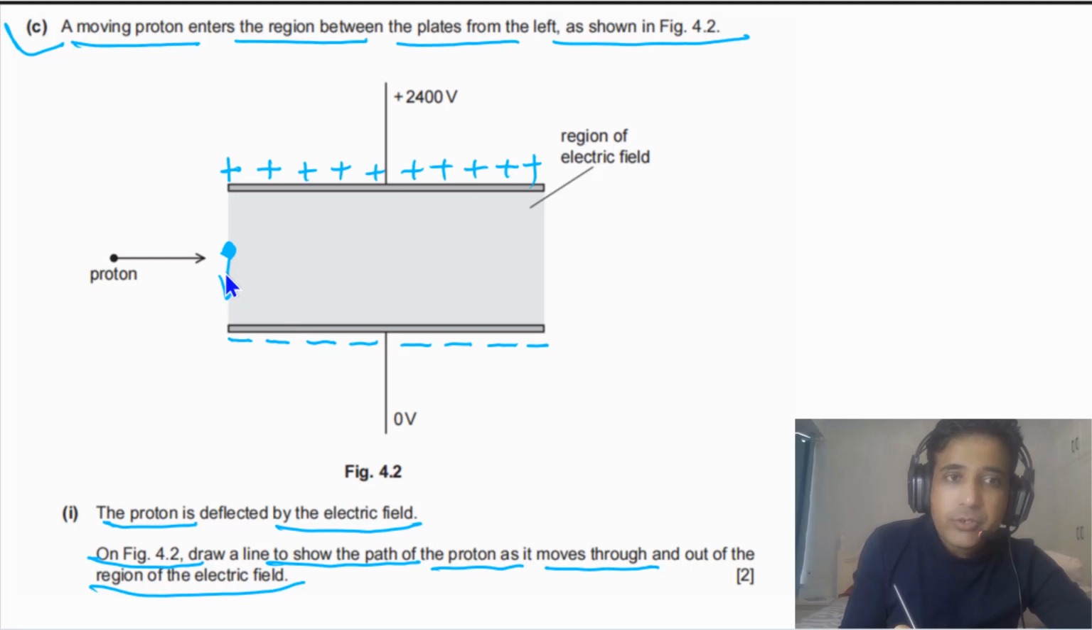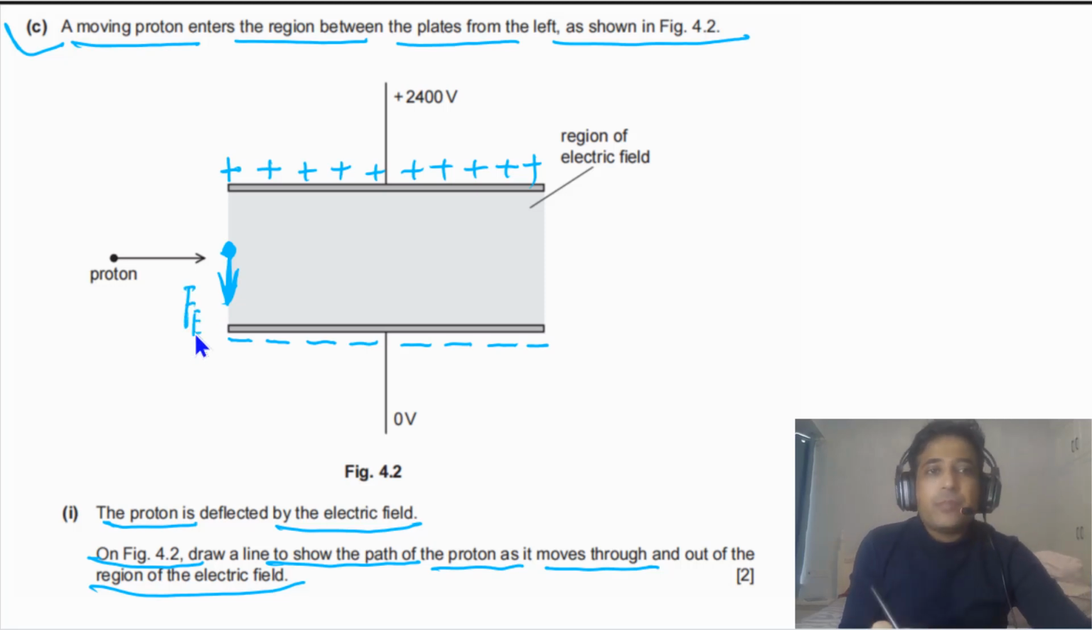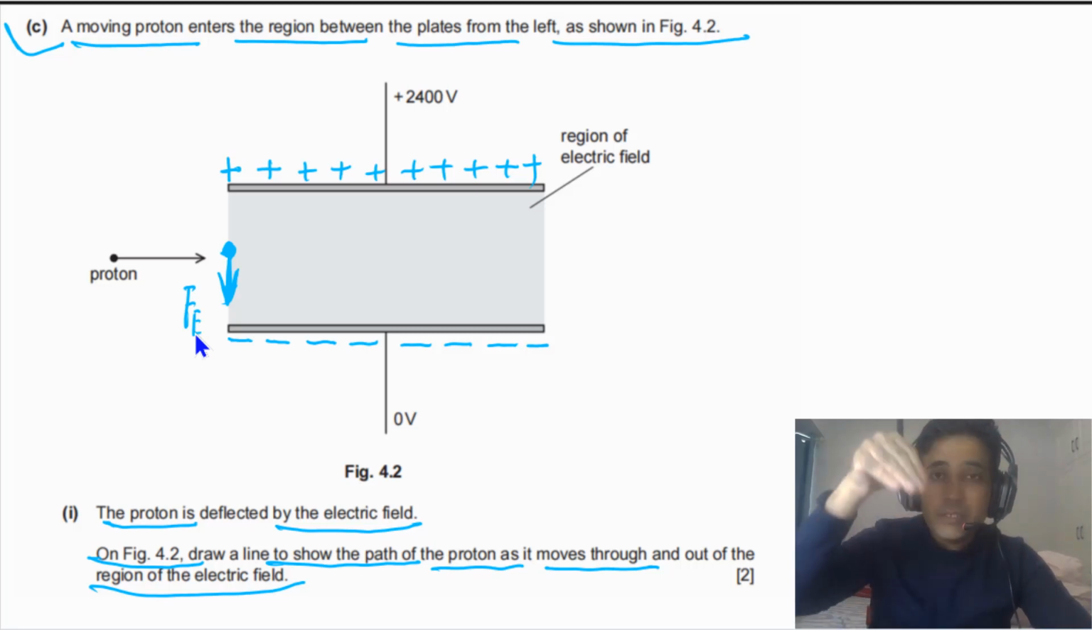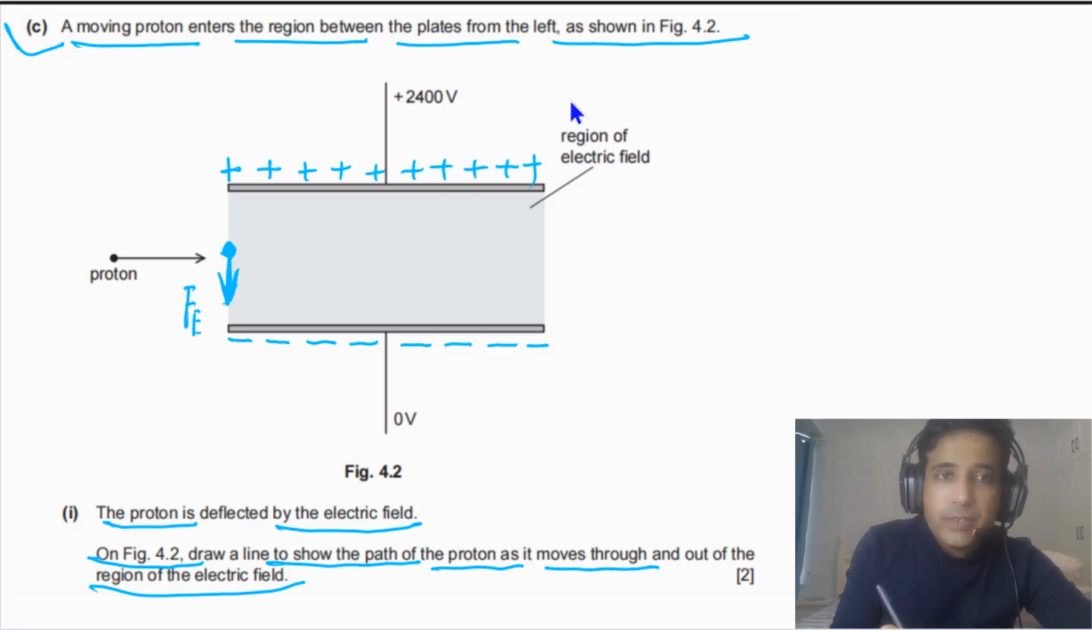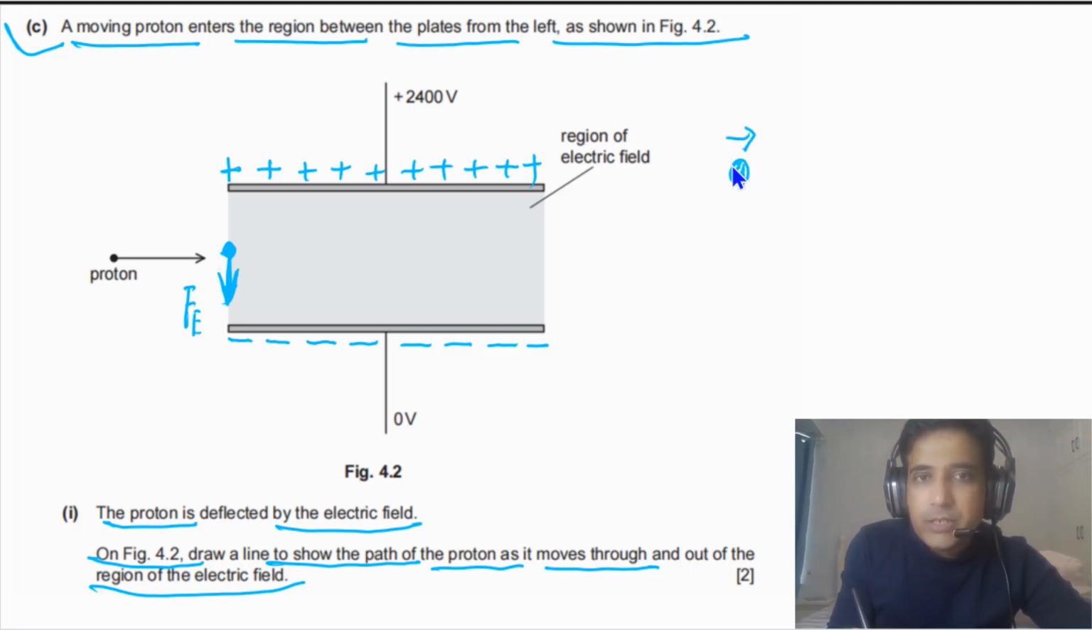So this is the direction of the electric force. The proton is moving horizontally, and the electric force is always acting downwards, always in one direction. So this is very similar to a projectile. If a projectile is projected horizontally in a gravitational field, it will follow a parabolic path like this, because gravity at any point is acting in just one direction. The same is true in this case, because the electric force is always pointing down.